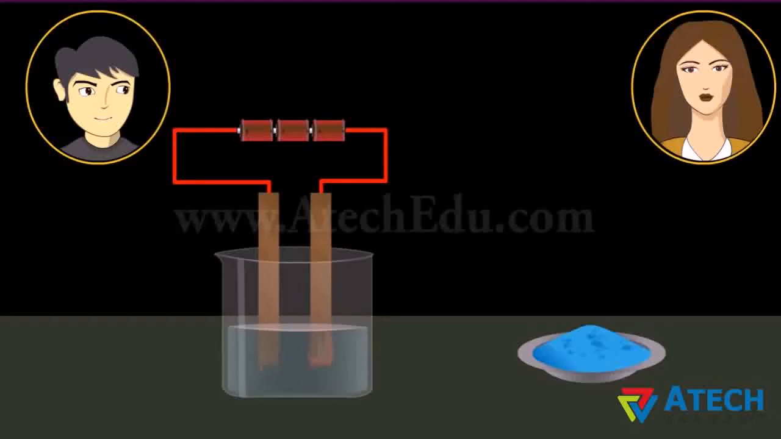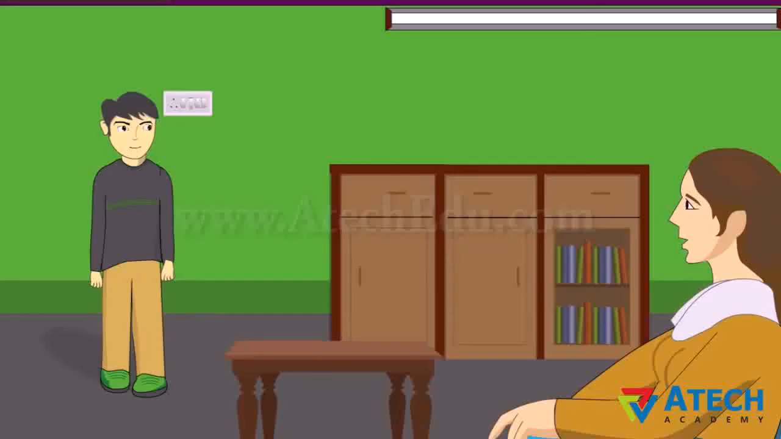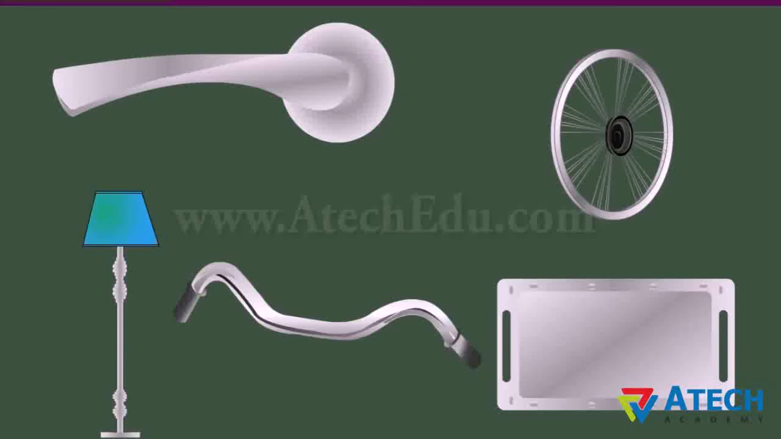Exactly, that's correct. The process of depositing a layer of any desired metal on another material by means of electricity is called electroplating. What are the uses of electroplating, Mom? Electroplating is used in industry for coating metal objects with thin layer of different metal.